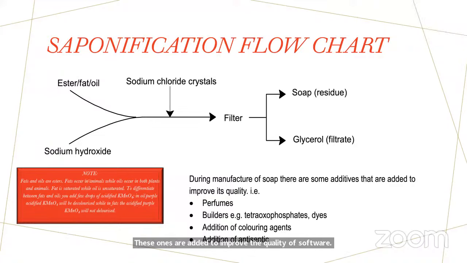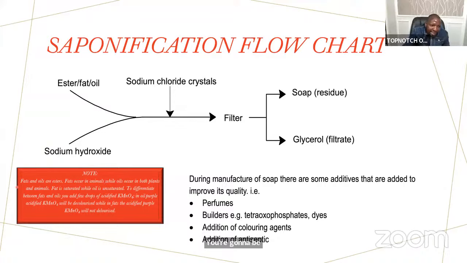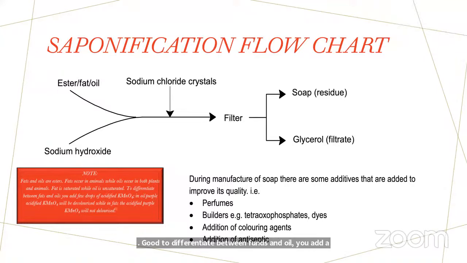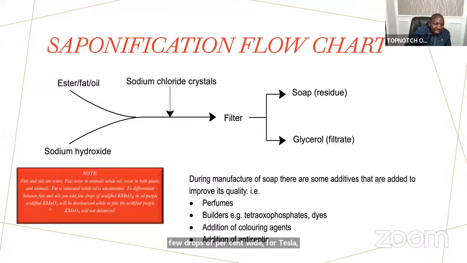Things not covered in your notes: fats and oils. Fats occur in animals, while oils occur in both plants and animals. Fat is saturated, while oil is unsaturated. To differentiate between fat and oil, you add a few drops of acidified potassium manganate(VII). In oil, purple potassium manganate(VII) will be decolorized, while in fat, it will not be decolorized.